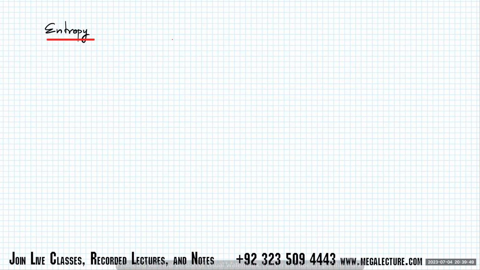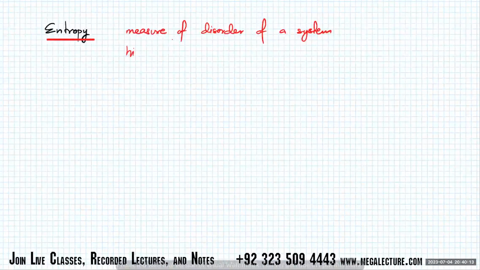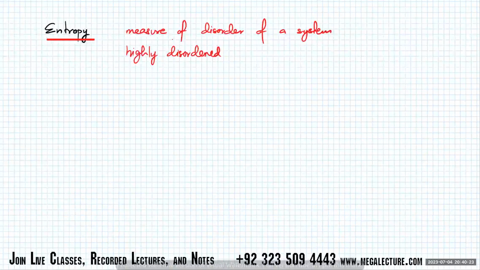It literally just means that it's a measure of disorder of a system. Okay, so it's a simple definition. If something is very disordered, that's high entropy. So if something is highly disordered, we will refer to it as something having very high entropy.